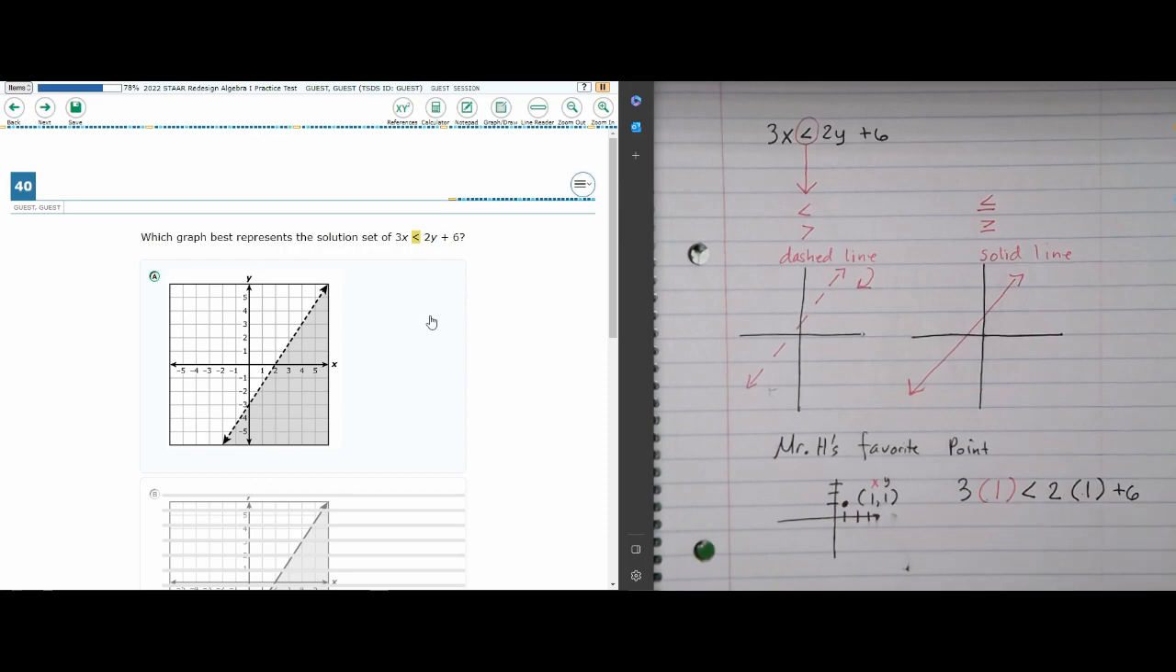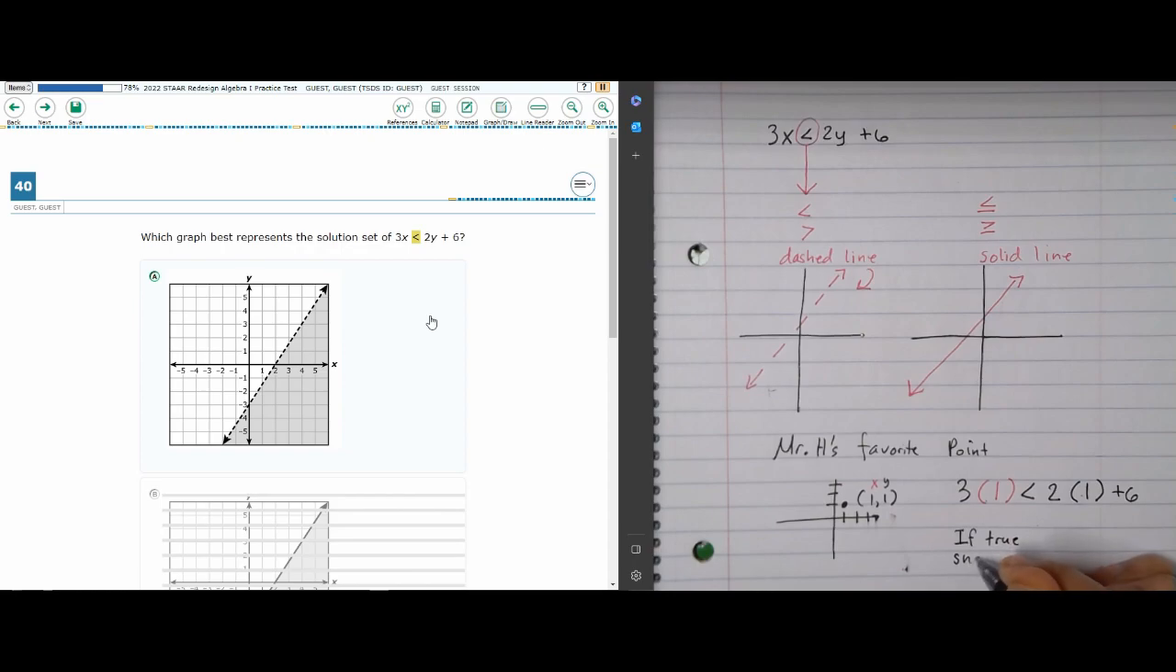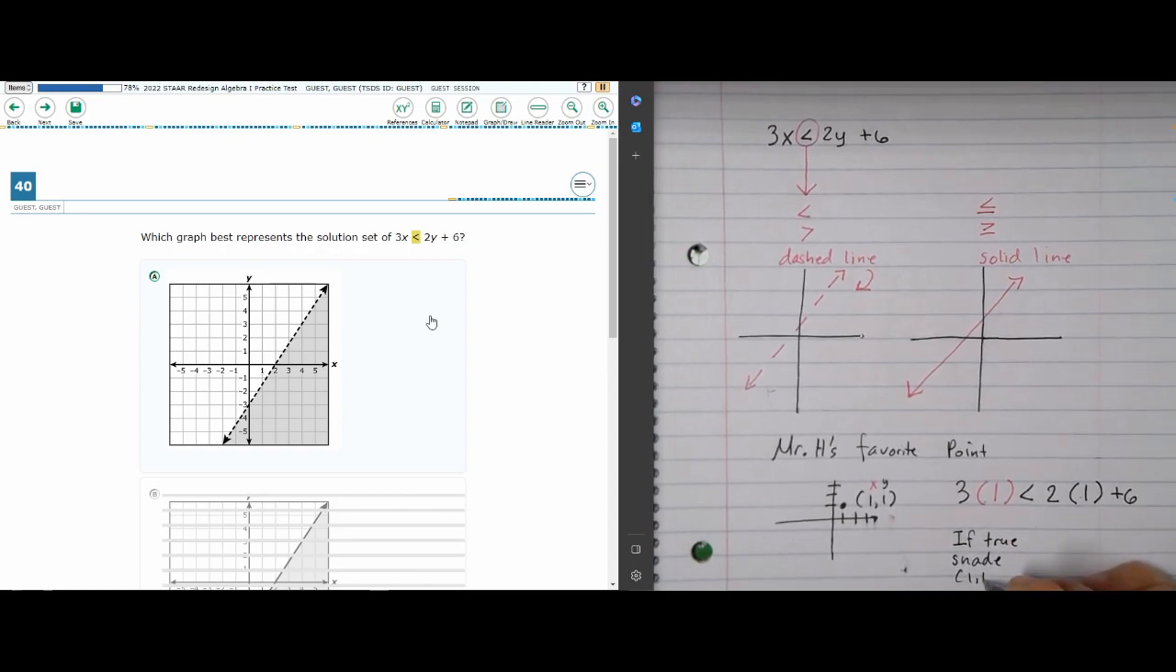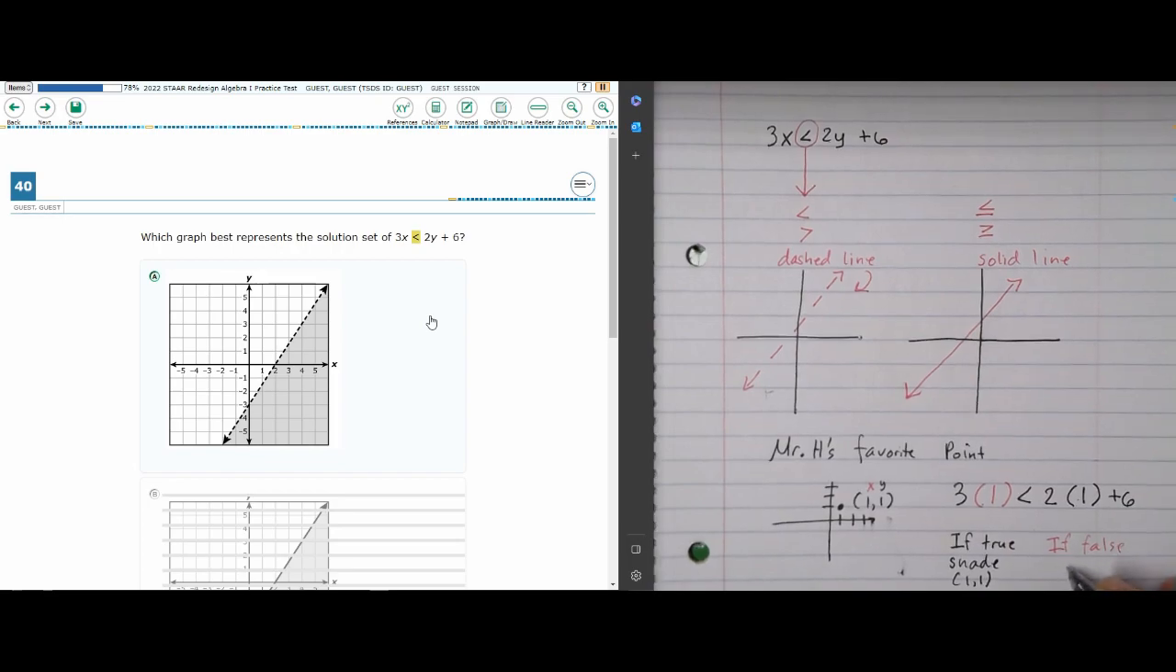If it is false, (1, 1) must not be shaded. So I'm going to write that on there. I'm going to say if true, shade (1, 1). And then I'm going to say if false, shade the opposite side. All right. So we're looking to see, is it going to be true, where (1, 1) has got to be shaded, or is it going to be false, where it's not shaded?